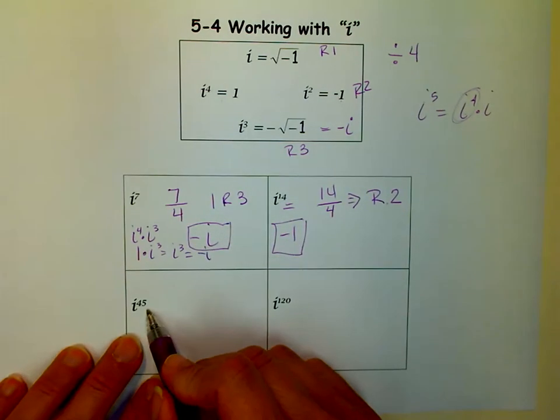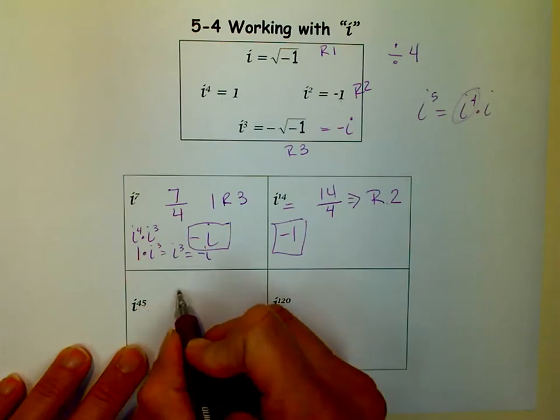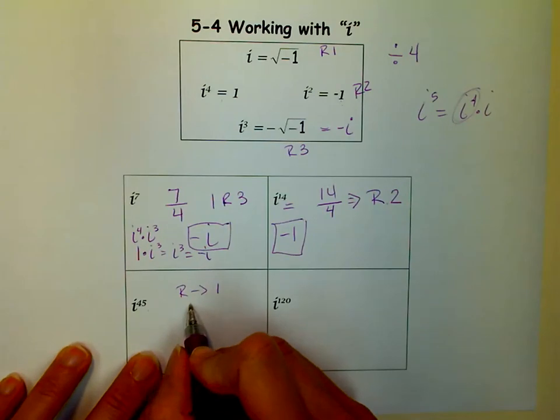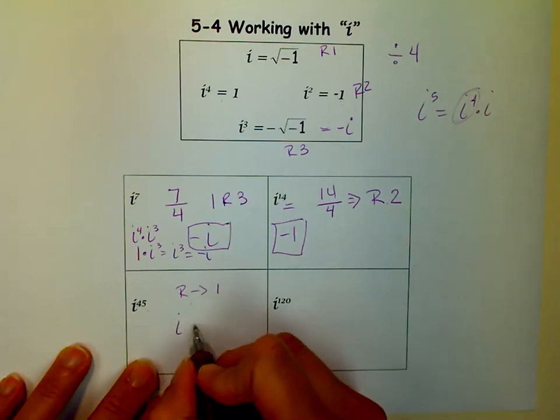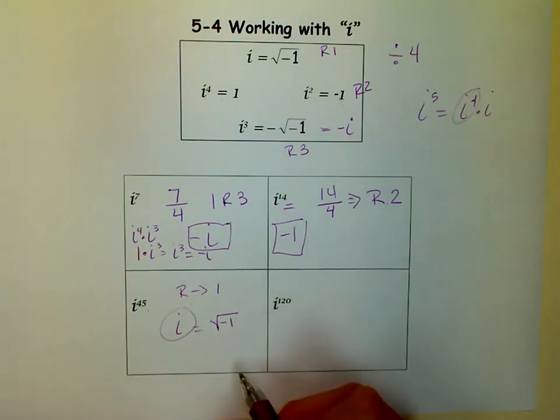Over here, 45. Well, I know that 4 times 11 is 44. So I have a remainder of 1. And when I have a remainder of 1, I just get i. Or if you needed it, to do this, but most of the time, just plain old i is fine.